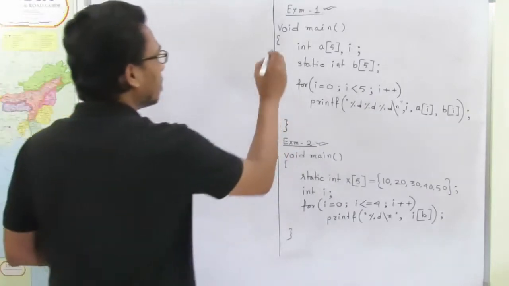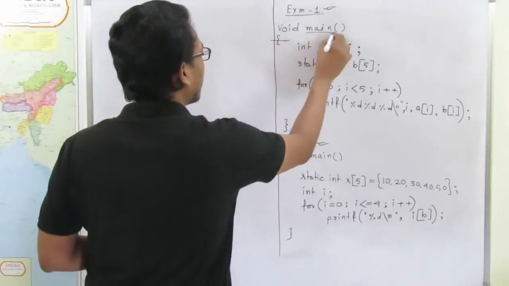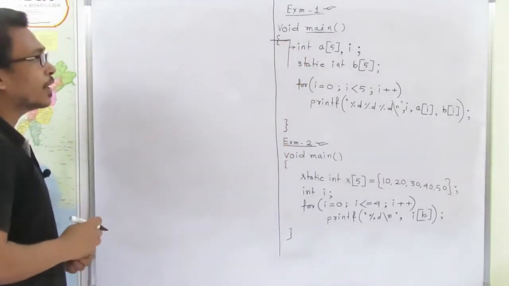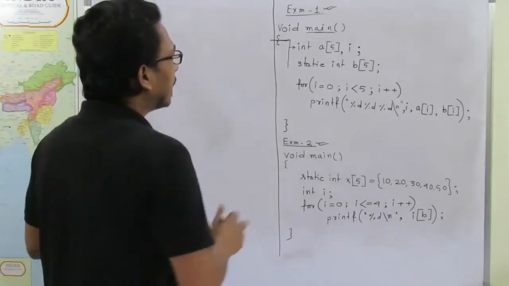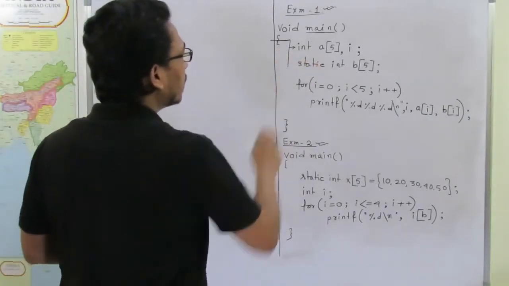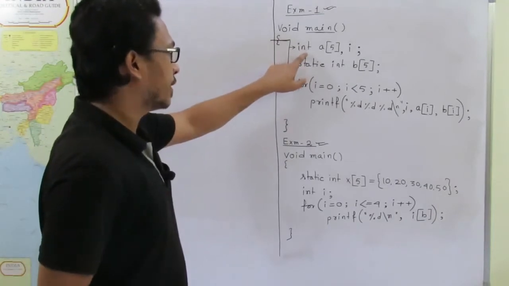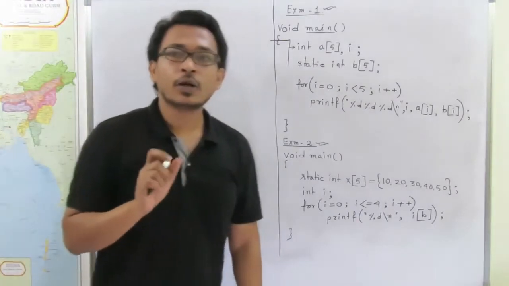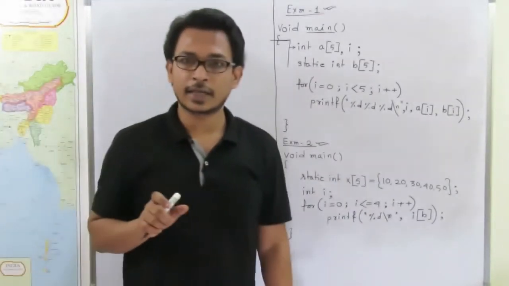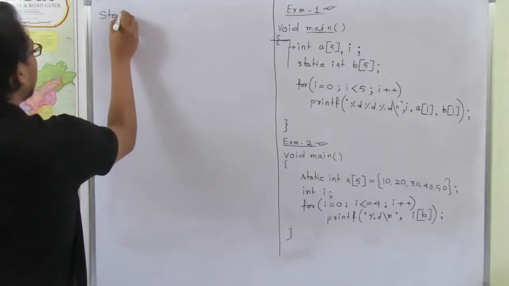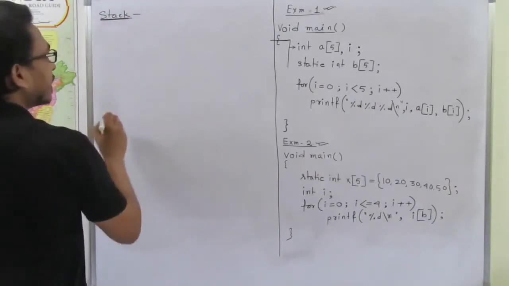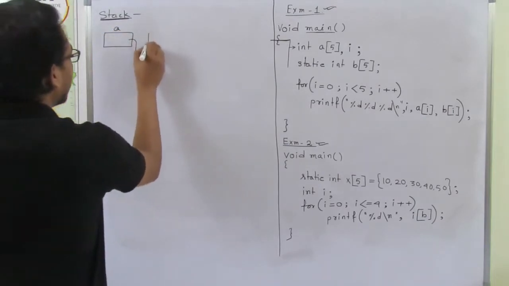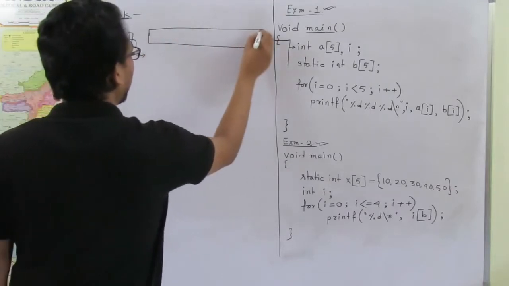In the first example, this is our entry point function, so the system will start work from this particular main function. Now inside the main function we declare one array of integer type. That means memory for this array A will be allocated from the stack section. In this stack section a memory will be created for the array A, and it will contain 5 different elements.